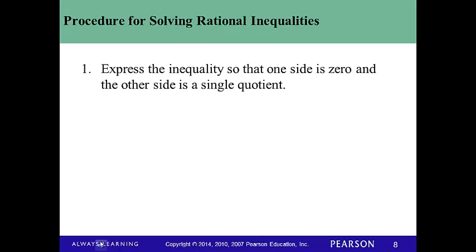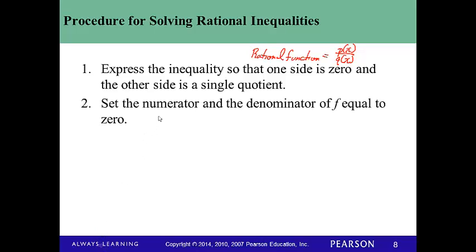Some of the steps are the same and some are different. Step 1 is different. It says express the inequality so that one side is 0 and the other side is a single quotient. Remember, rational functions were in the form of p of x divided by q of x, where p and q were both polynomials. So once you get 0 on the right side, you want to make sure on the left side that you have a single quotient. That would be your rational function.